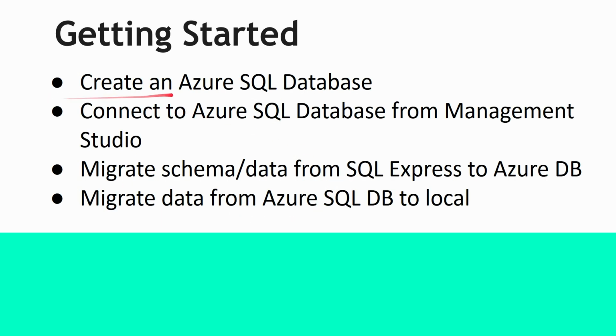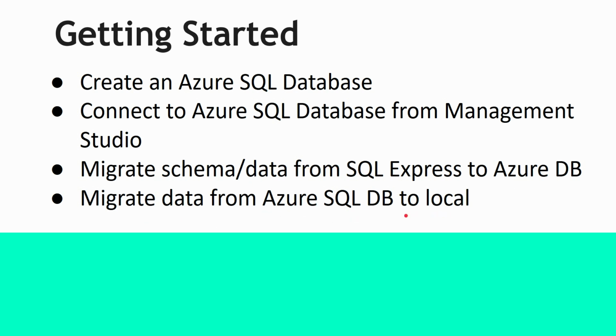So in this tutorial, we'll create Azure SQL Database. This is going to be a main step because we'll be talking about subscriptions, resources, elastic pools, tags, pricing models, everything that you need to know for creating Azure SQL Database. Once we create the database, then we'll connect to that database from our management studio. And then we'll talk about how we can migrate schema and data from our SQL Express to our Azure SQL database. And then we'll talk about the other way around, migrating data from our Azure SQL database to our local server.